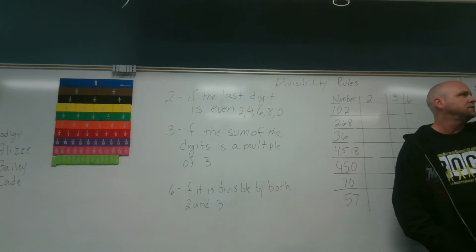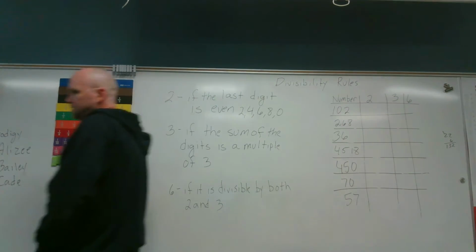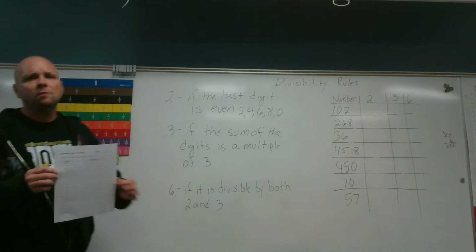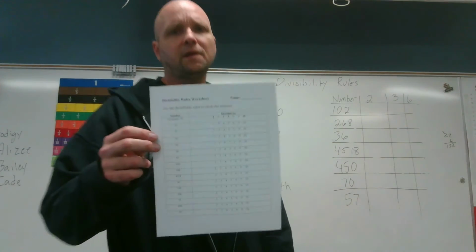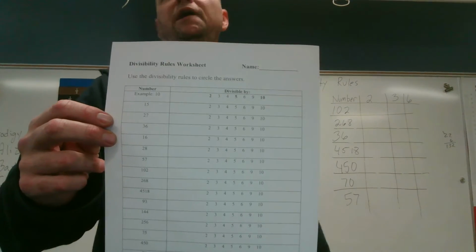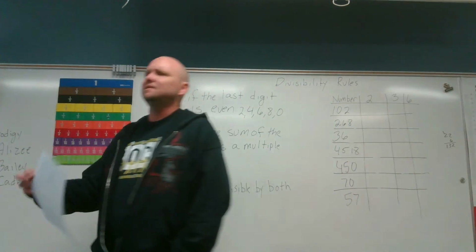One of the stations, Station 3, requires you to do a divisibility rule paper that looks much like this, almost exactly like this. And on this, you have to know the divisibility rules for 2, 3, 4, 5, 6, 9, and 10.